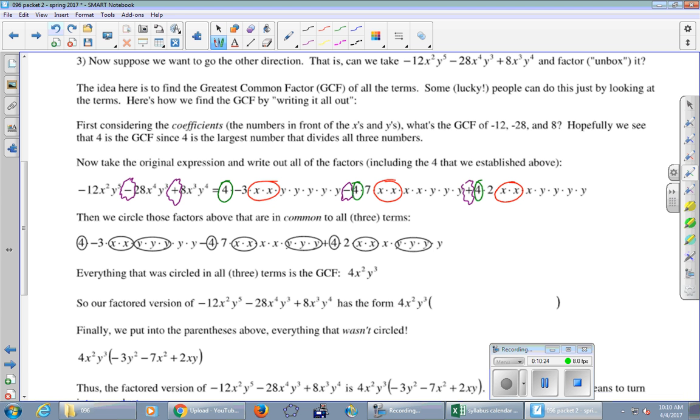Okay, play the same game with the y's. 5 y's, 3 y's, 4 y's. Circle as many as you can that they all have in common. How many is it? 3 is good. So 3 y's from the first one. All 3 y's from the second one, and then 3 y's from the third one.